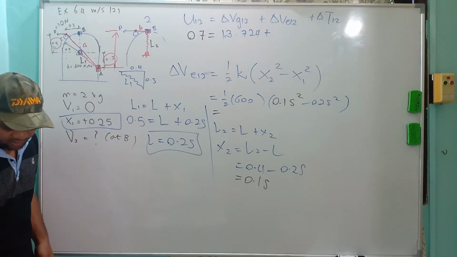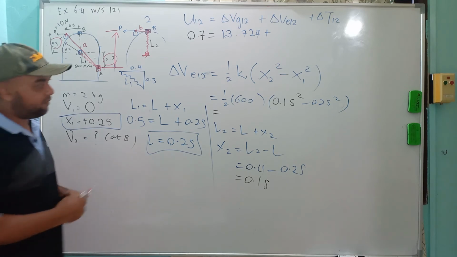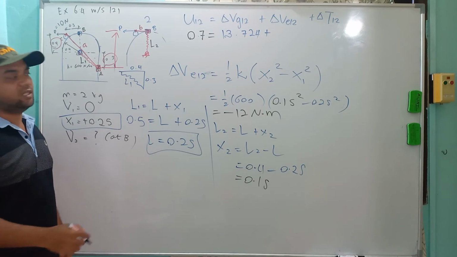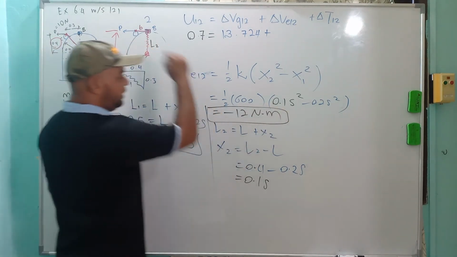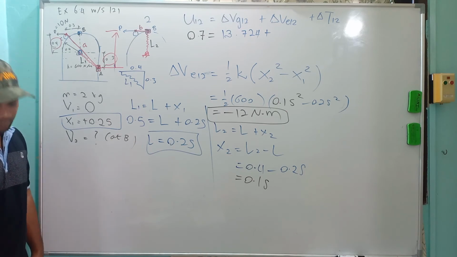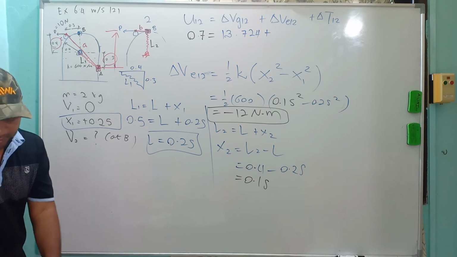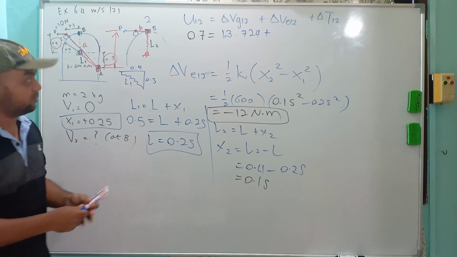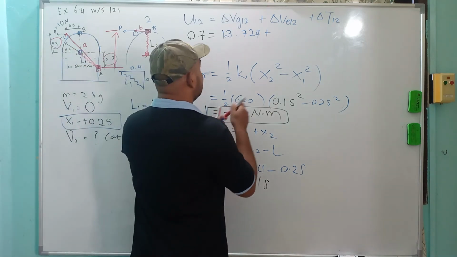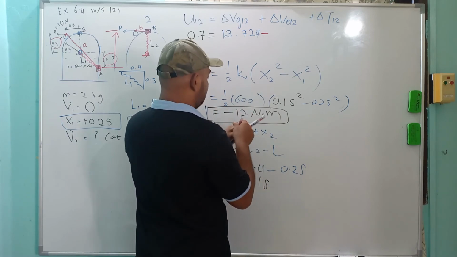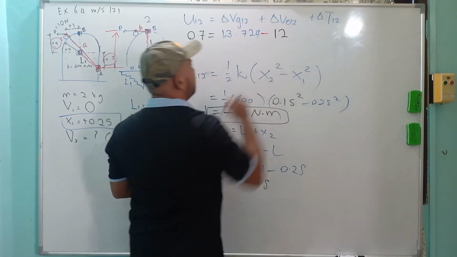What I get here is 0.5 times minus 12 Newton meter for delta V elastic 1, 2. Okay, for the delta VE 1, 2, we have 0.12. So here is minus. So the value is 12.